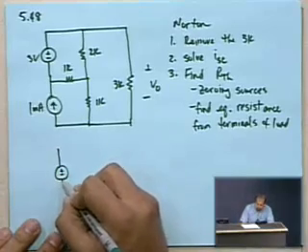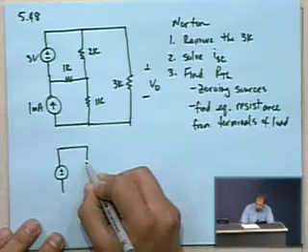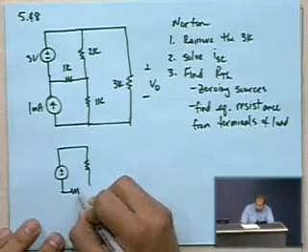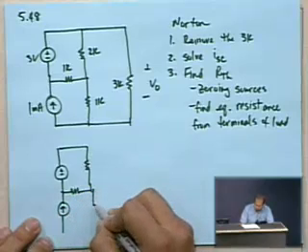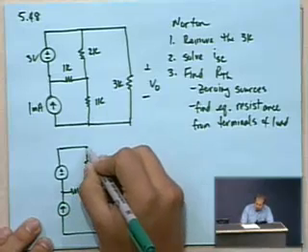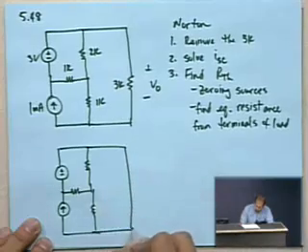So we'll still have the 3-volt source up here. We will still have the 2K resistor here, the 1K resistor here, 1 milliamp source here, 1K resistor here, and then we just have a short circuit over here.